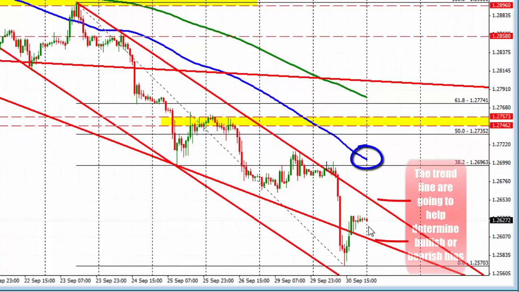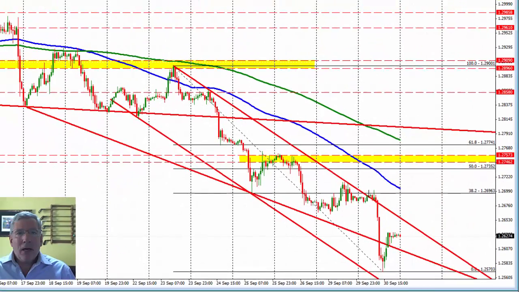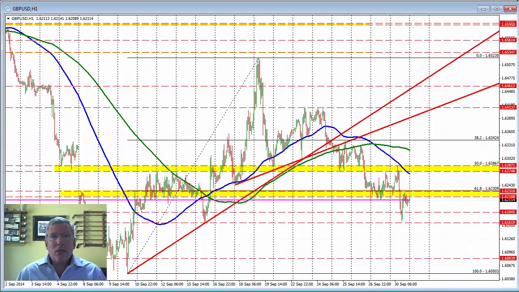We're going to watch this trend line in between or before that 100-hour moving average. If we move below here, we're going lower. If we move above here, we're going higher, but look for sellers up here against the 100-hour moving average. Remember, Thursday's meeting is coming up. We also, let's take a look at the sterling versus US dollar.